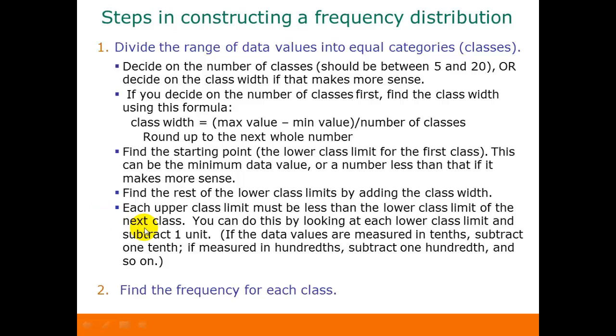So once we have all of the class limits, we have our classes all set out, then we just go through our data, and just like we did with qualitative data, we do tallies and we find the frequency for each class.